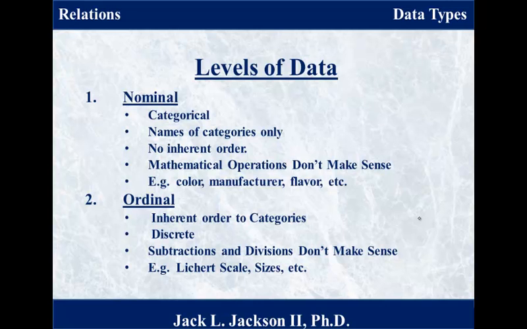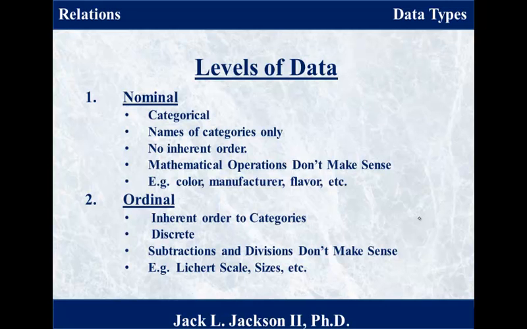So examples of nominal measurements are things like color, the manufacturer, the brand, the flavor, which political party somebody's in. Things like that are nominal. There's not an inherent order to them. They're just categories. Now, if you have categories, but then you also have an inherent order to the categories, that's ordinal data. That's going to be a discrete level there.